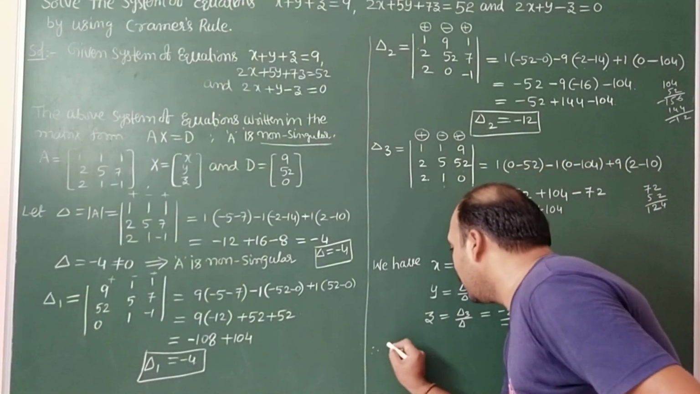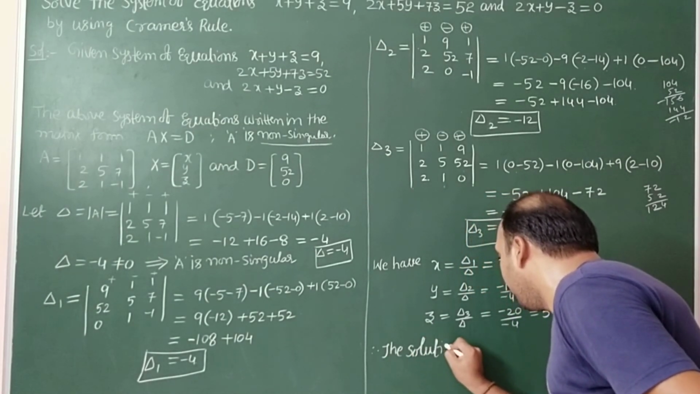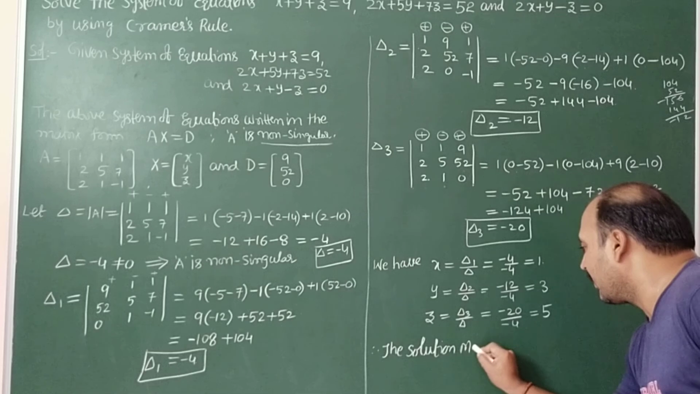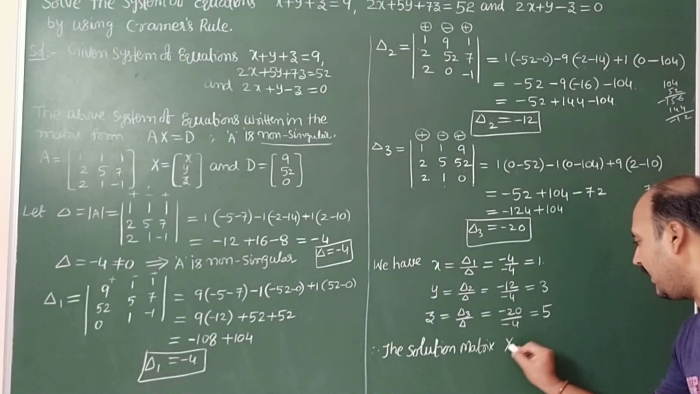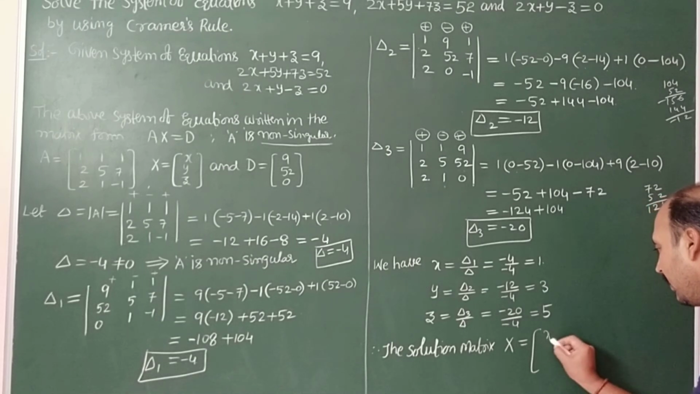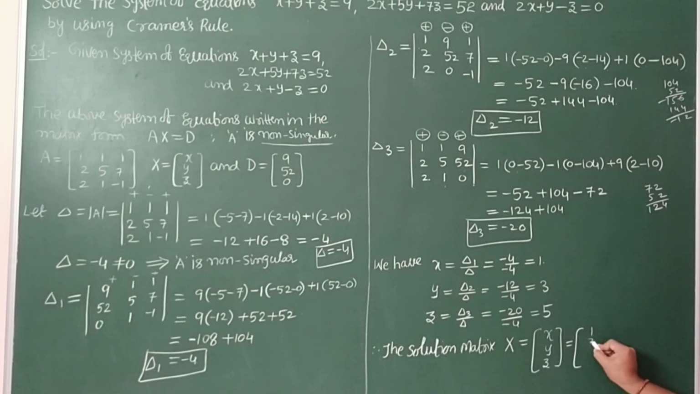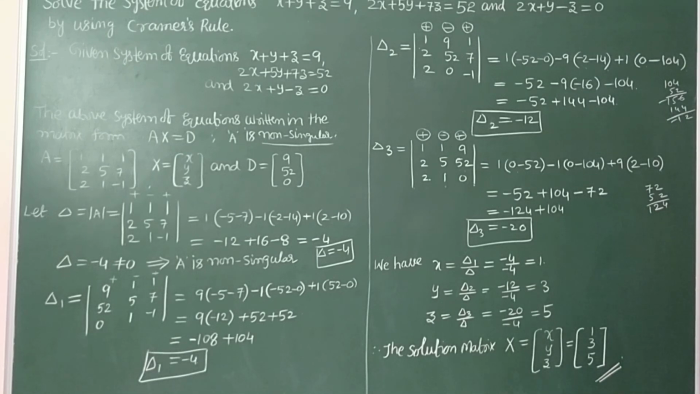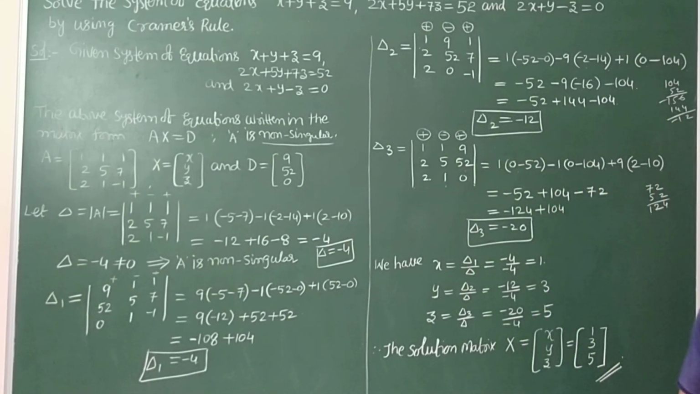Therefore, the solution matrix capital X is equal to x, y, z is equal to 1, 3, 5. This is the way you have to follow, dear students. You will get 7 marks as well.